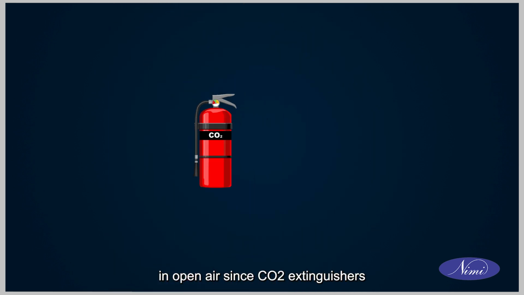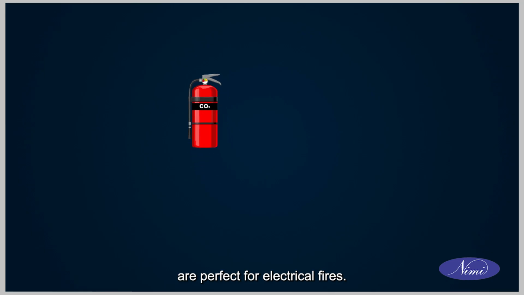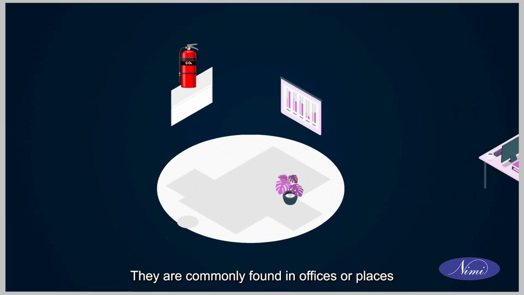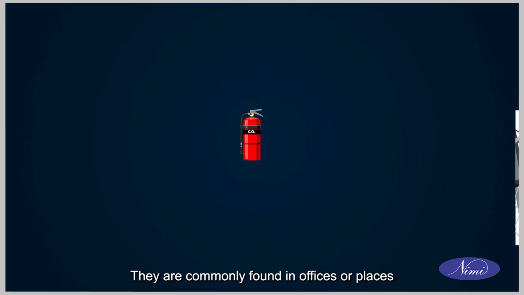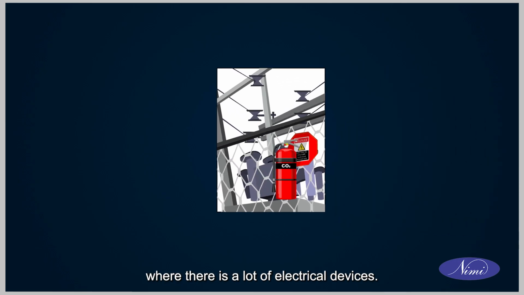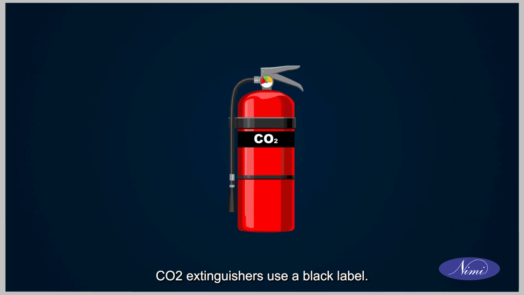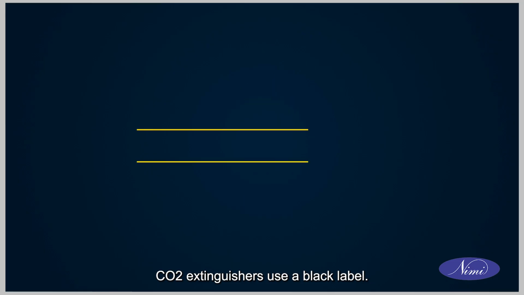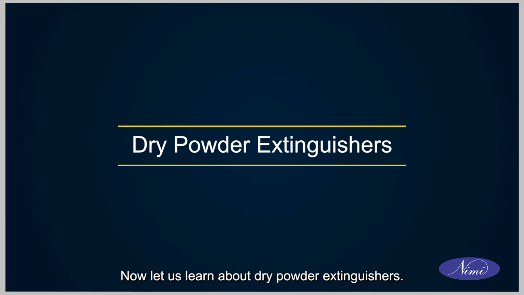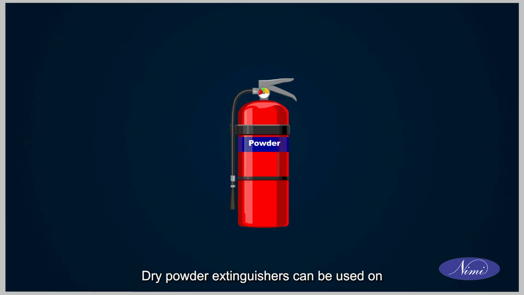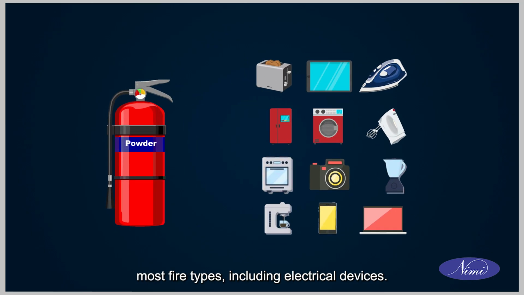Since CO2 extinguishers are perfect for electrical fires, they are commonly found in offices or places where there is a lot of electrical devices. CO2 extinguishers use a black label. Now let us learn about dry powder extinguishers. Dry powder extinguishers can be used on most fire types, including electrical devices.